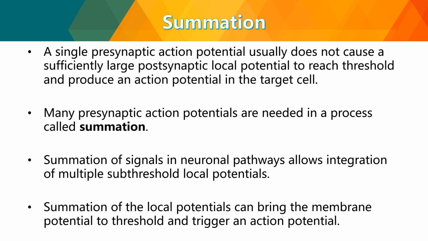So next we have the idea of summation. A single presynaptic action potential usually does not cause a sufficiently large postsynaptic local potential to reach the threshold and produce an action potential in the target cell. So many presynaptic action potentials are needed in a process called summation. The summation of signals in neuronal pathways allows integration of multiple sub-threshold local potentials, and summation of the local potentials can bring the membrane potential to threshold and trigger an action potential.